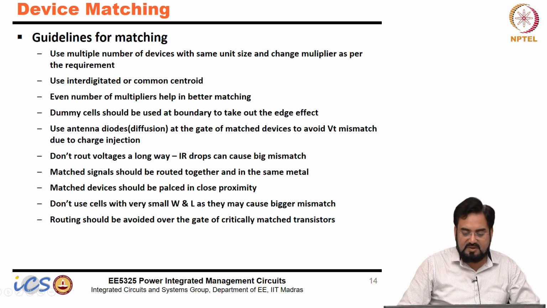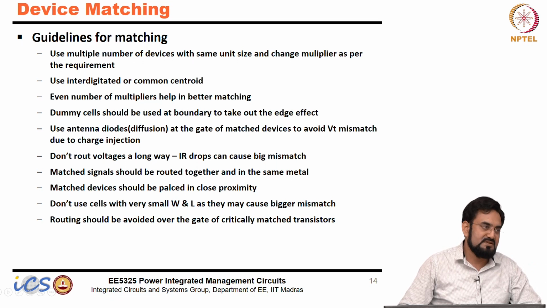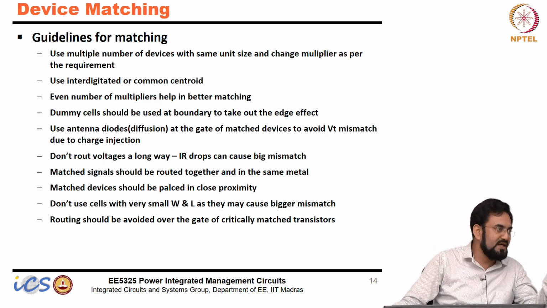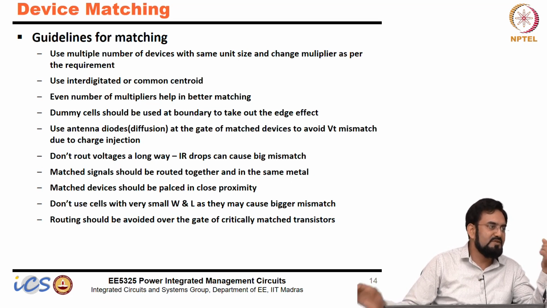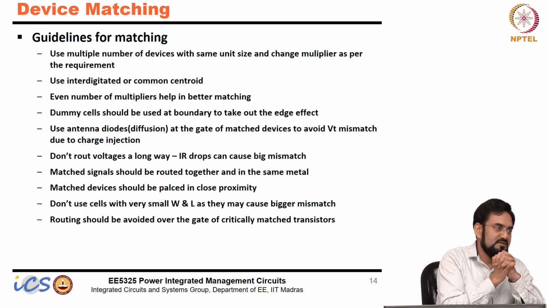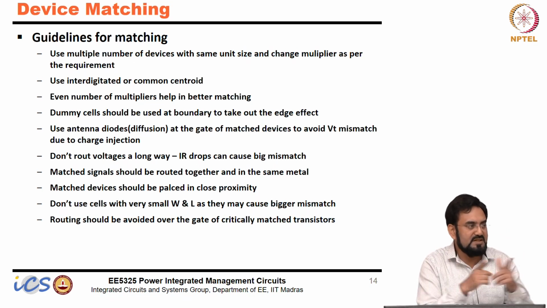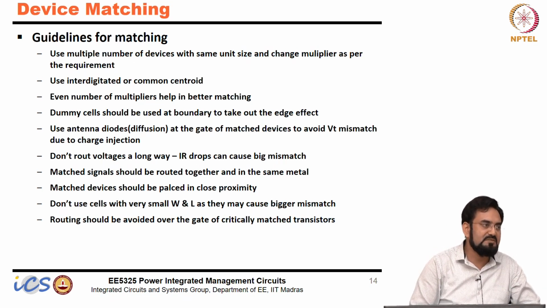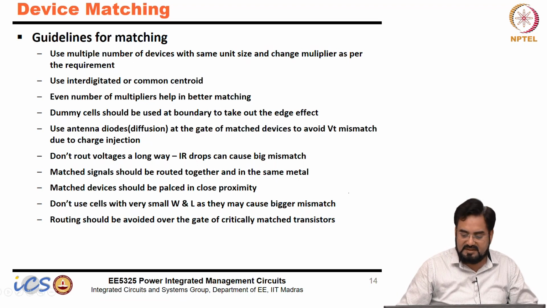Don't use cells with very small W by L, as they may cause bigger mismatch. It's obvious, because from the process you have some delta mismatch, that is the absolute mismatch. If you have a bigger device, then the percentage mismatch will be less. If you keep a very small device, then the variation will be large. That's why whenever you have matched devices, we never use a small W by L, but a large W by L.